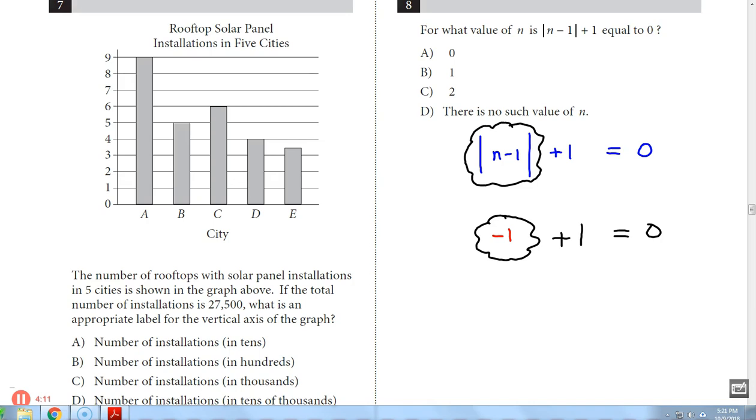But the problem is, I thought we were supposed to take the absolute value of something. That's impossible, because I just told you earlier that the absolute value of something has to be positive. And we're saying now that it needs to be a negative number. So this is a trick question. Correct answer is D. There is no such value for n. So kind of a trick question there.